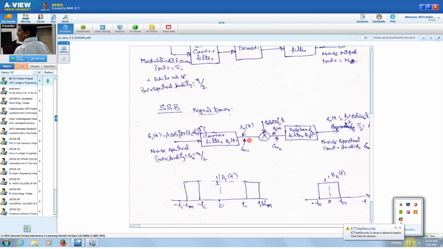Then with some noise also added, GN1, GN2. So I am putting from GN1, after the multiplier, a noise value of GN2. This has been given to your baseband filter.